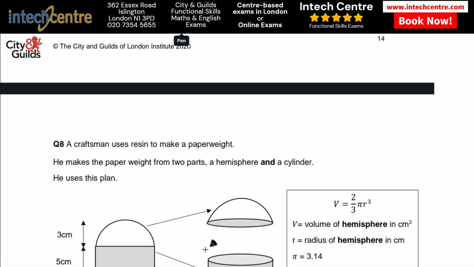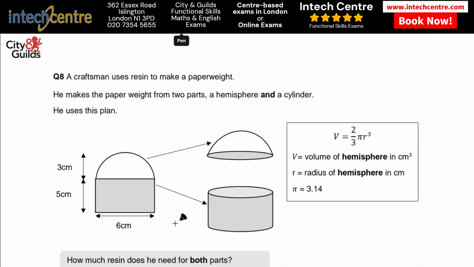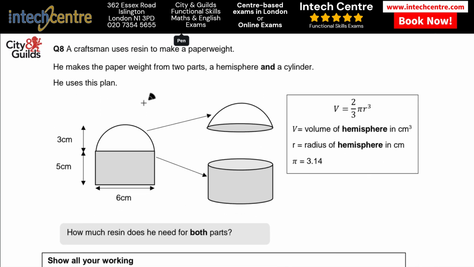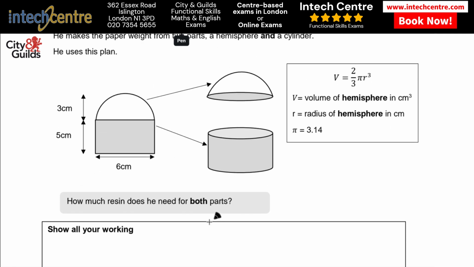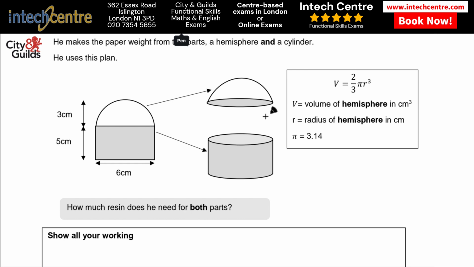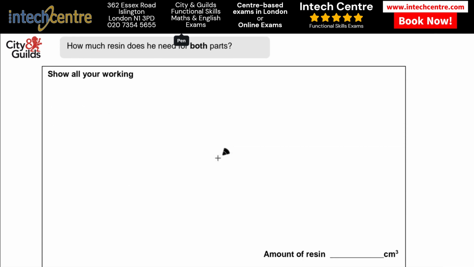Moving on from this one, we have question 8. A craftsman uses resin to make a paperweight. He makes the paperweight from two parts, a hemisphere and a cylinder. He uses this plan. How much resin does he need for both parts? So essentially what we need to work out is the resin needed for the hemisphere plus the resin needed for the cylinder. Now he's given us V here, which is the volume of the hemisphere. So what we need to be working out is the volume of the hemisphere here plus the volume of the cylinder. So the volume of the hemisphere given to us in that equation is 2/3 pi r cubed.